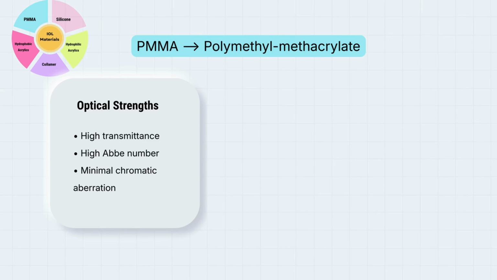The first one is the PMMA. PMMA is optically excellent. Remember this. It has higher transmittance. It has a high Abbe number. High Abbe number means it will have low chromatic dispersion and it has minimal chromatic aberration. This is why PMMA lenses still produce some of the clearest retinal images.